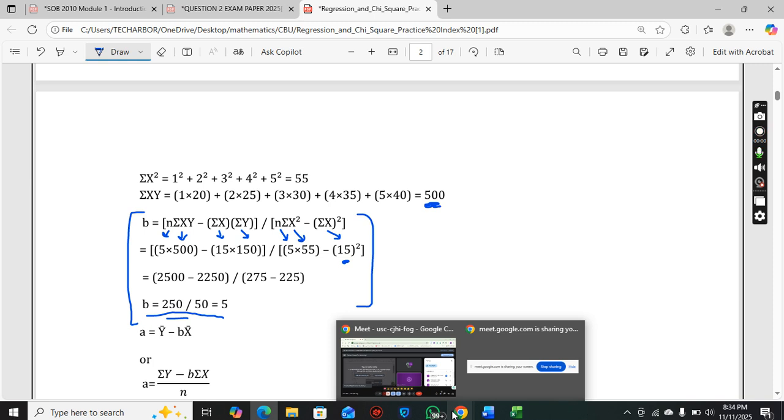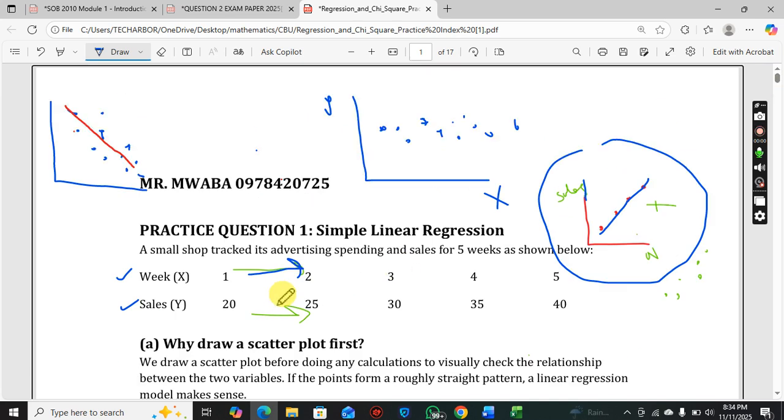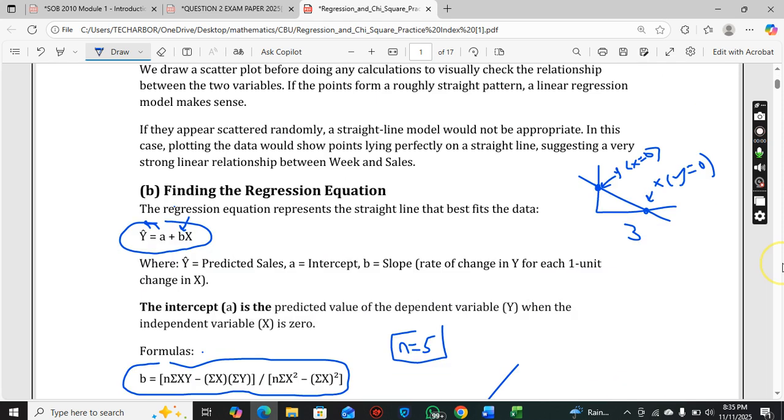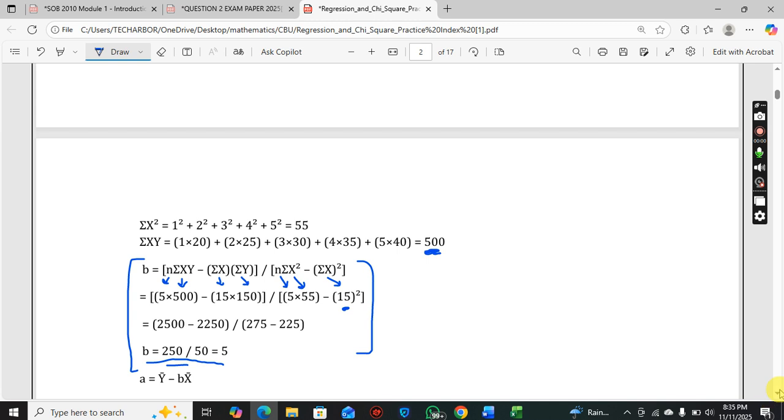Any questions? Our slope is 5, meaning, even we can see in this table, as the weeks increase by 1 unit, our sales are increasing by 5. Weeks increase by another unit, sales increase by 5. Week increases by another unit, sales increase by 5. Okay, that's what the slope is saying. Any questions before we get our intercept?